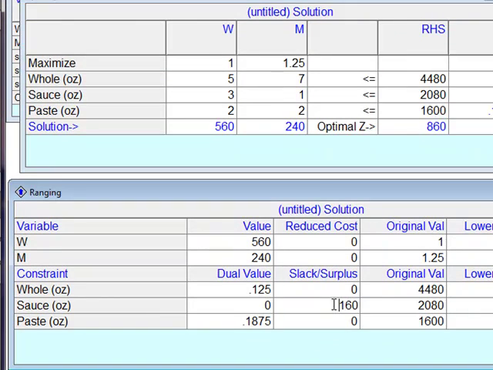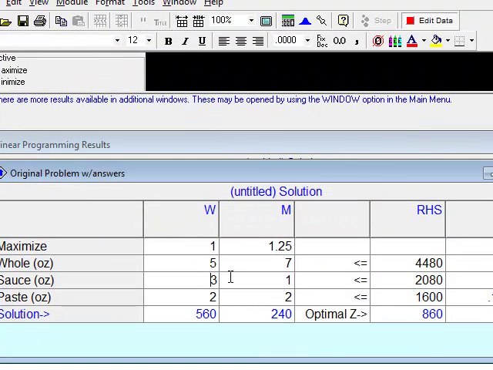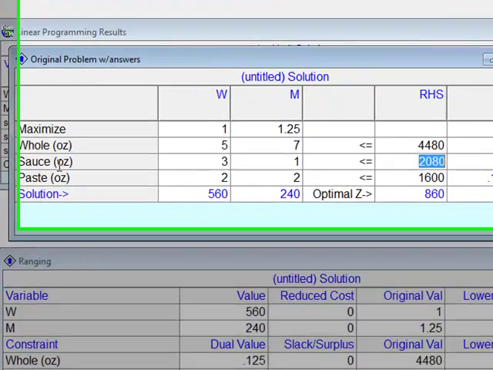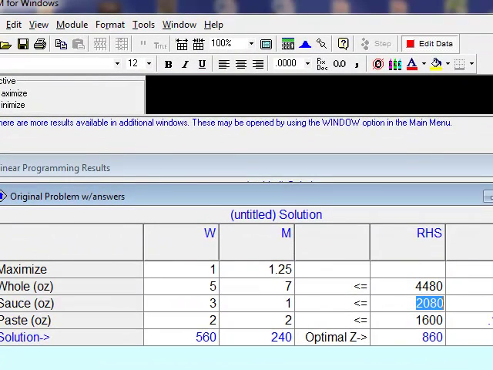On the other hand, here, the 160 slack ounces of sauce tell us that if I take 3 and multiply it by 560 and 1 multiplied by 240, the amount that I end up with is going to be 160 ounces less than the 2080 ounces that I have available of the sauce. So that's what the interpretation is here.